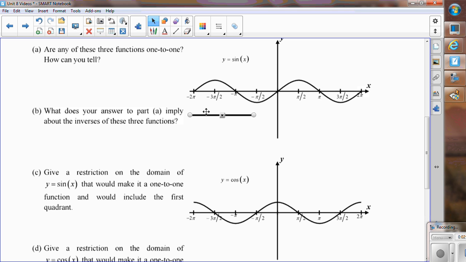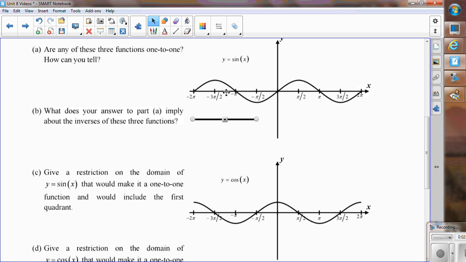Now, if you remember what this means, for every x there is a unique y, and for every y there is a unique x. In order to be one-to-one, that has to happen. And we know there are multiple x's that have the same y value. So negative 3 pi over 2 and pi over 2 both have a y value of 1 for this sine graph, so it's not one-to-one.